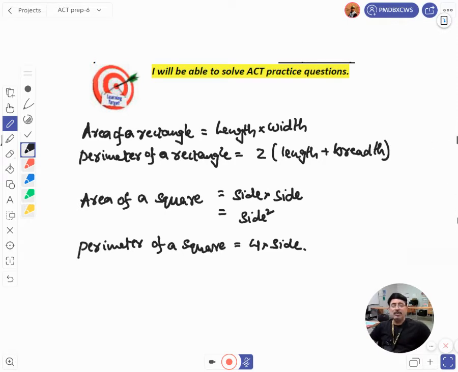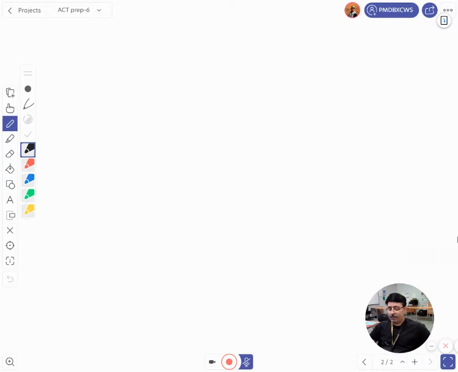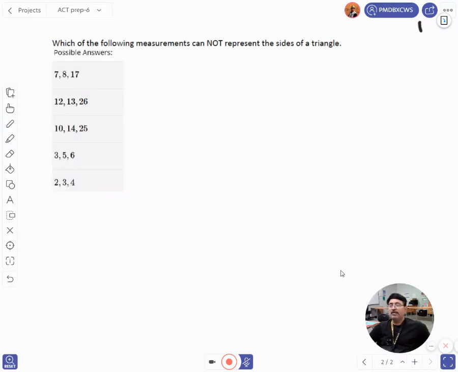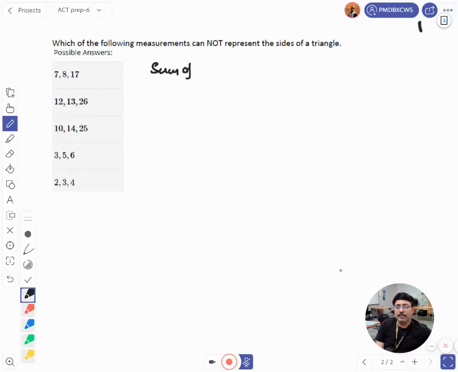So let's quickly jump to the first question of the day. The first question is, which of the following measurements cannot represent the sides of a triangle? First of all, when we take a triangle and sides are given, the condition is the sum of two sides, you can take any two sides, must be greater than the third side. This is the rule.